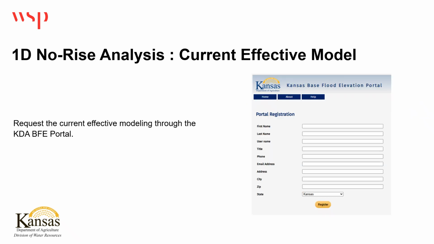Now we need to get a hold of the current effective modeling. The best way to get a hold of the current effective model is to request it from KDA through the BFE portal. If you get on the KDA website and navigate to the BFE portal, you'll have to register for an account, and then you'll be able to make the modeling request. And KDA will help you get the correct current effective model.